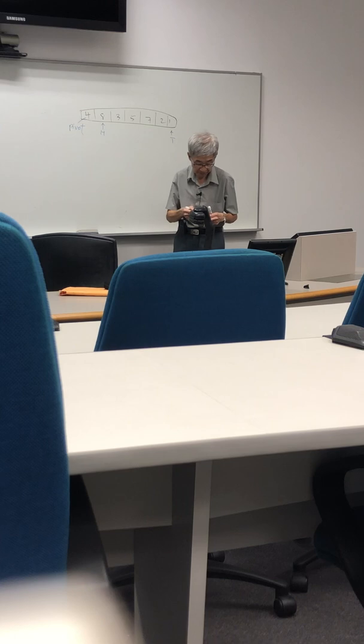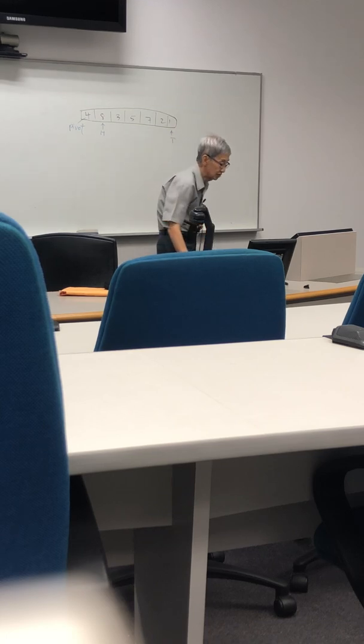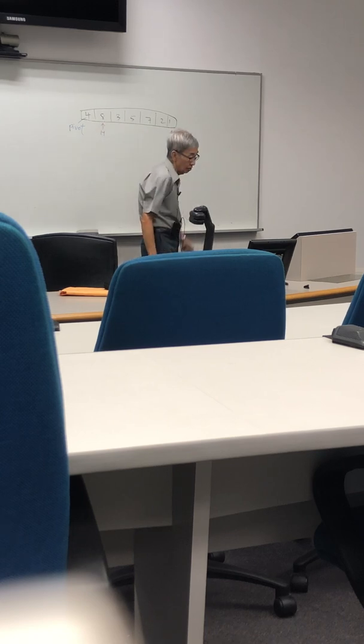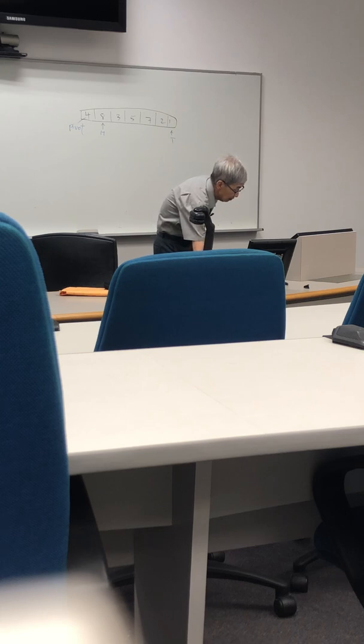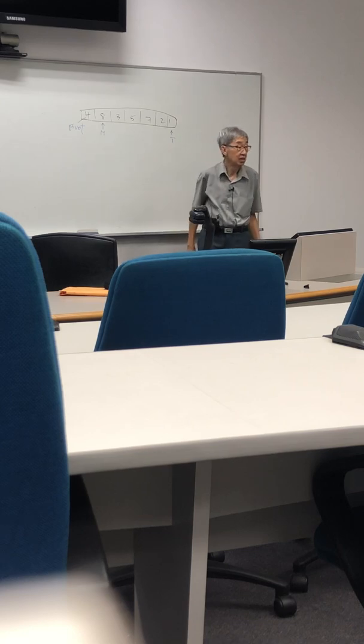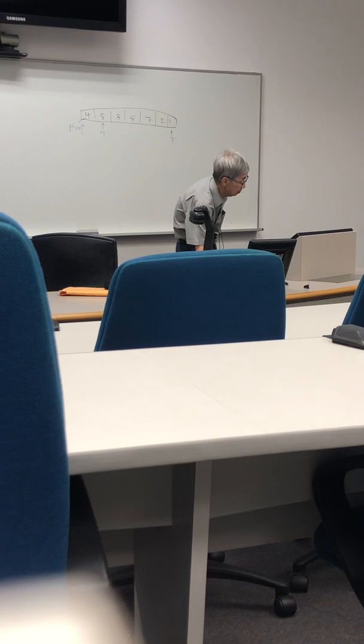So in partitioning, we have a head and a tail. This is the head and this is the tail. The head pointer is at value 8, and the tail pointer is at 1. Now we proceed with partitioning. This is the process of partitioning. We compare the pivot with the head. If the pivot is larger than the head, then we move the head to the right.